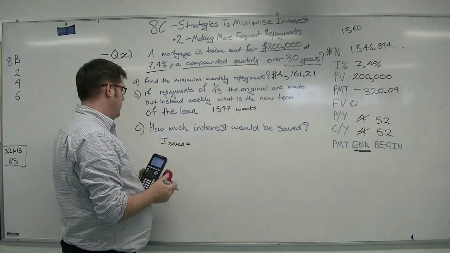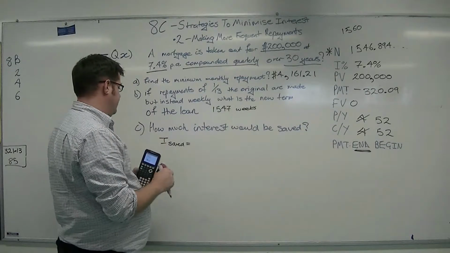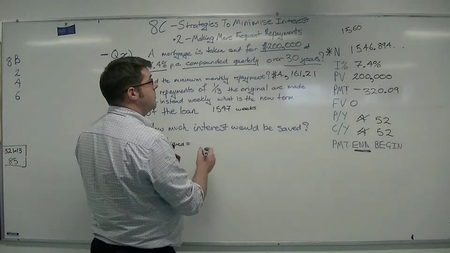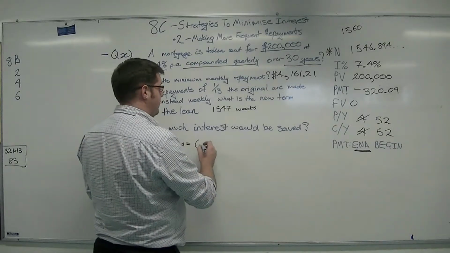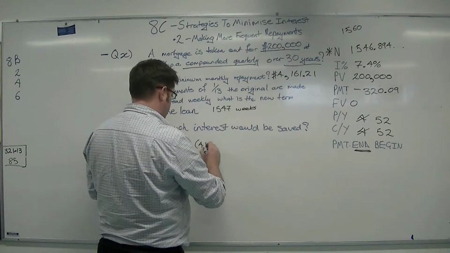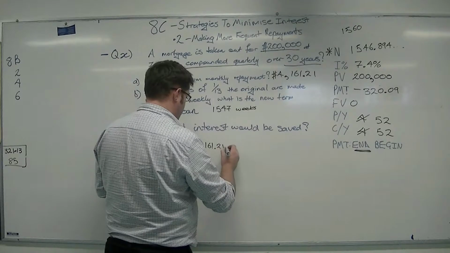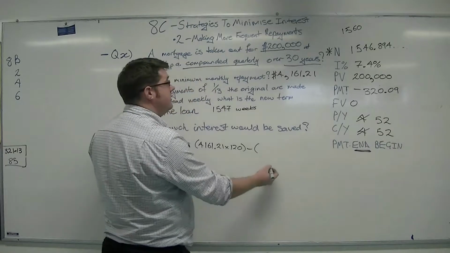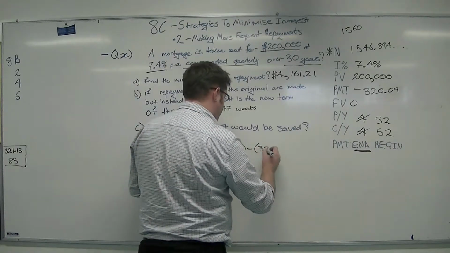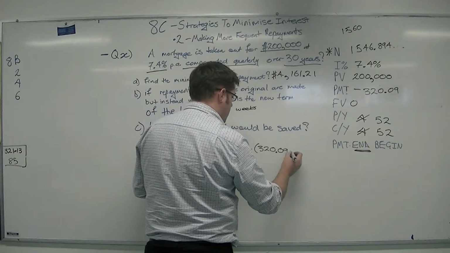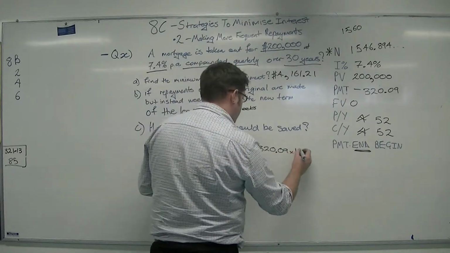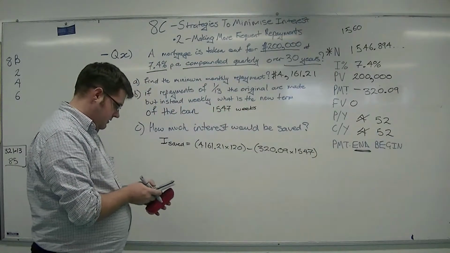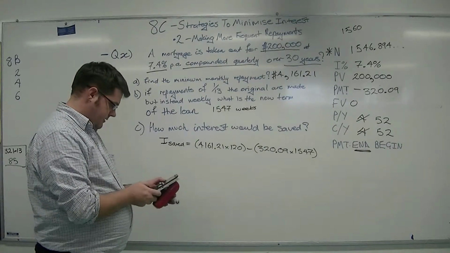Thereabouts. So now we have to determine how much interest would be saved. So the interest saved would be the total payments in the first instance, which would be, what was it, 4,161.21 times by 120 minus, this instance we have 320.09 multiplied by 1547.